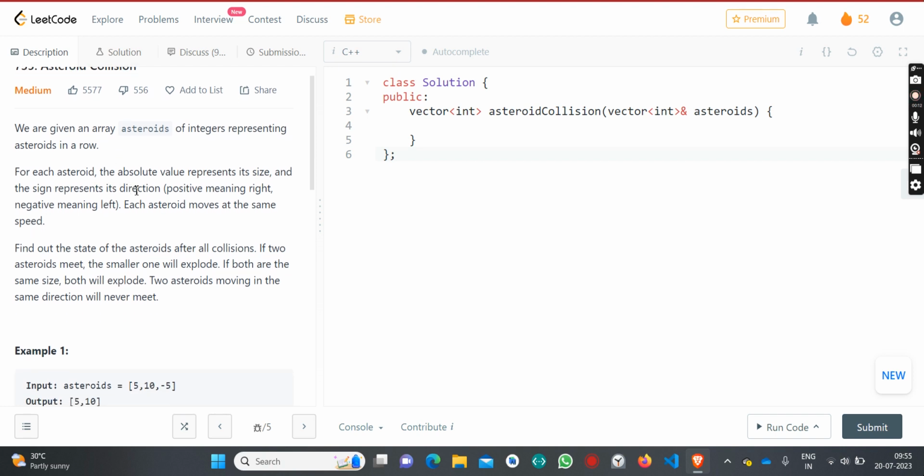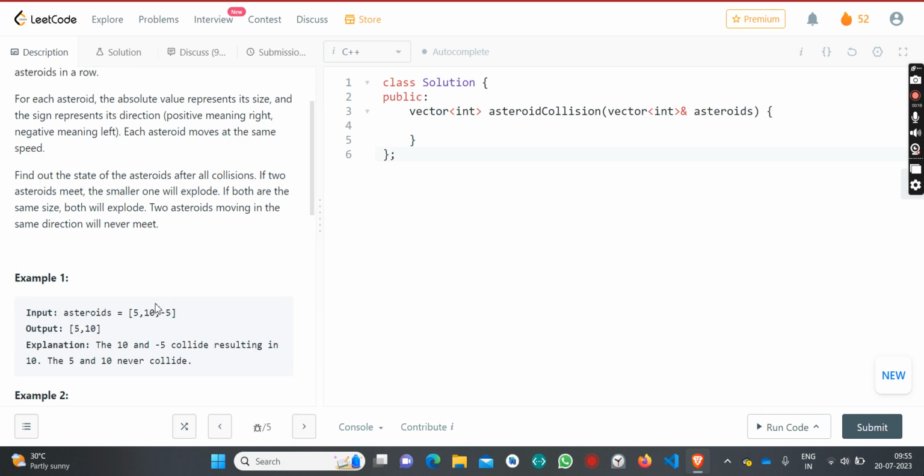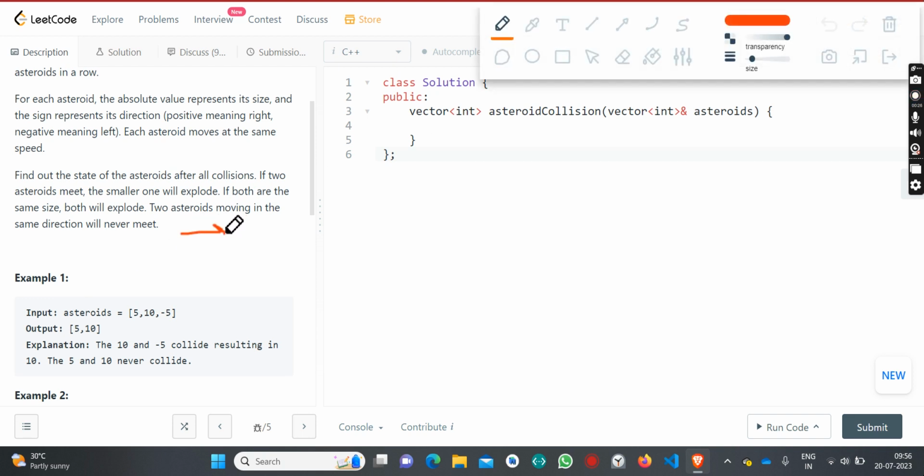For each asteroid, the absolute value represents its size. So we have been given an integer which represents the size of the ith asteroid, and the sign represents its direction. If it is positive, it is moving to the right, and if it is negative, then it is moving to the left. Now we have to find out the final configuration or state of the asteroids after all collisions.